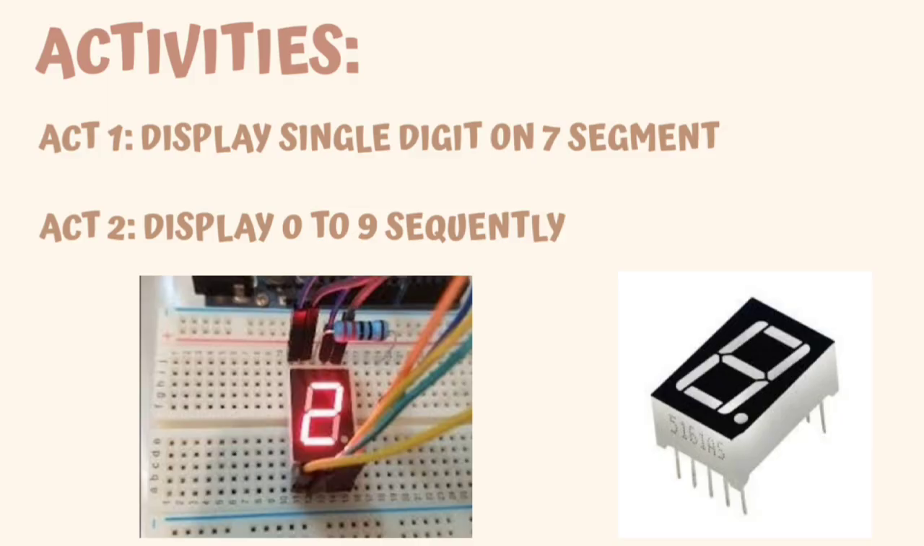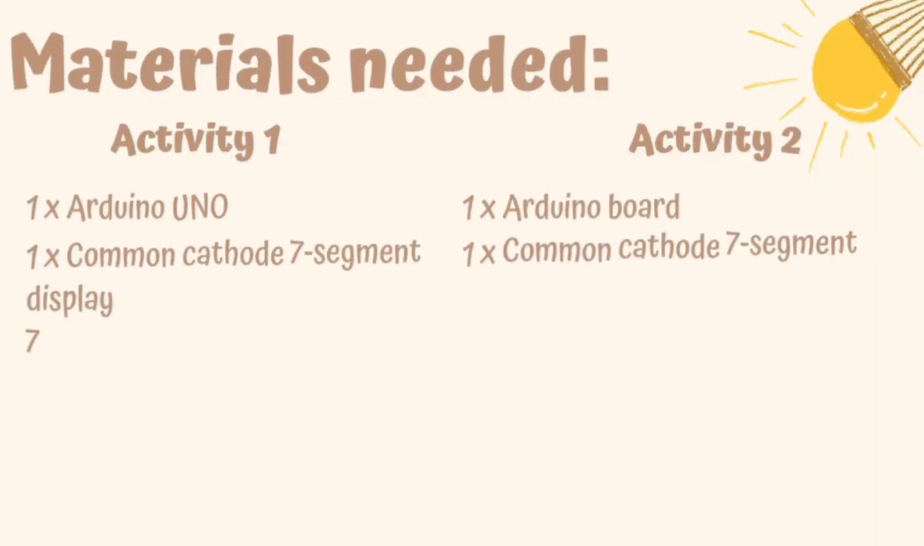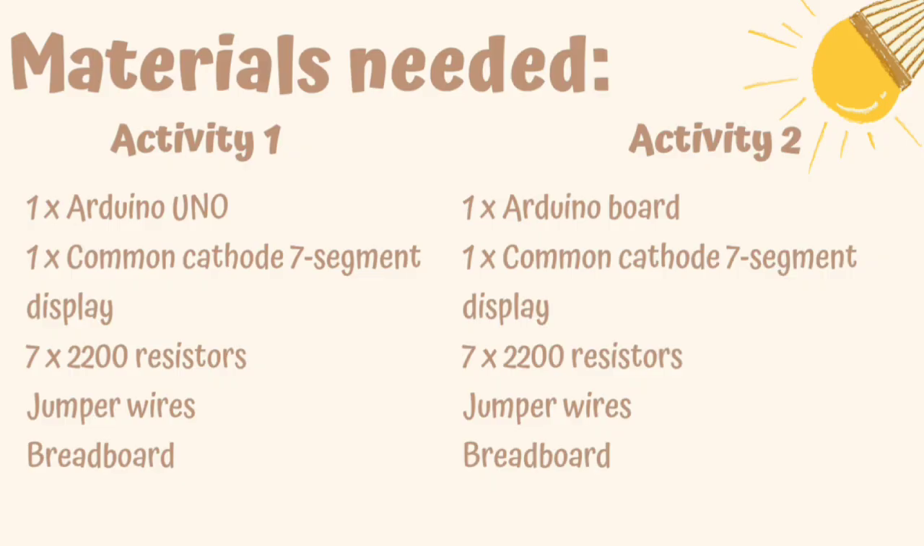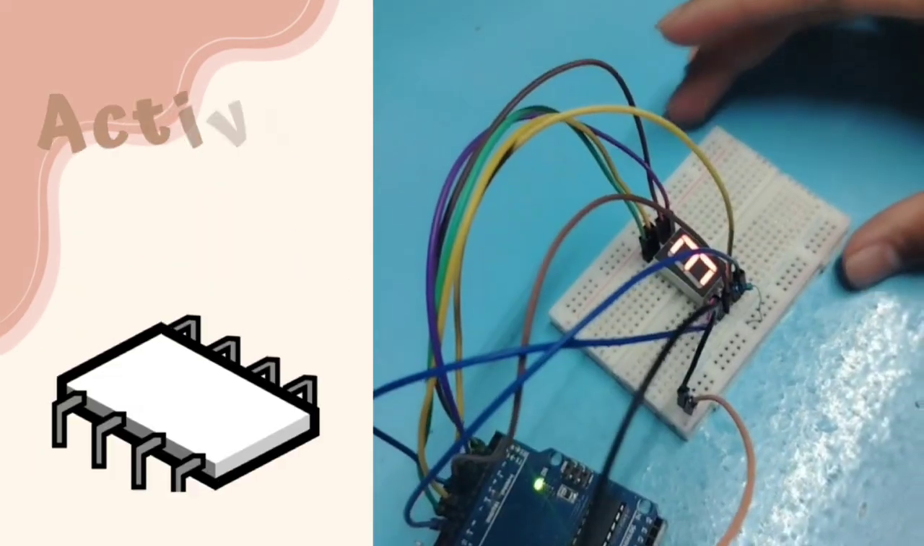The middle pins are the G and D, or the ground pins. There are only 2 activities in 7 segment display, and these are display single digit on a 7 segment, and activity number 2, display 0 to 9 sequentially. 0 to 9 sequentially means that it'll count from 0 to 9 and repeat all the way back to 0. These are the materials needed for each activity below.